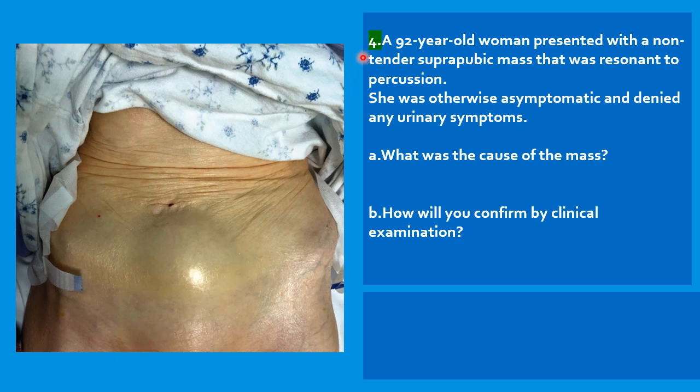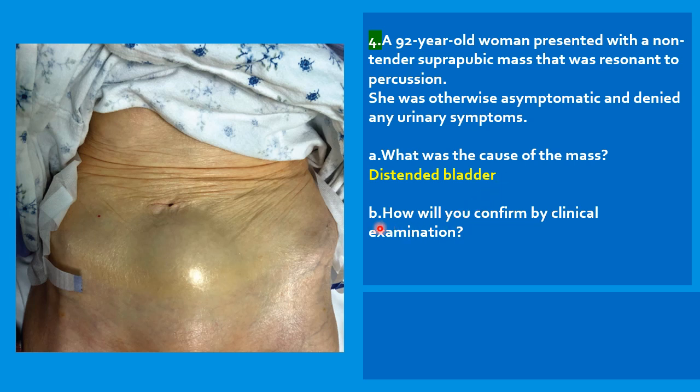Case number 4. A 92-year-old woman presented with a non-tender suprapubic mass that was resonant to percussion. She was otherwise asymptomatic and denied any urinary symptoms. What is the cause of this mass? Distended bladder, okay, resulting from some form of obstruction to the bladder neck.